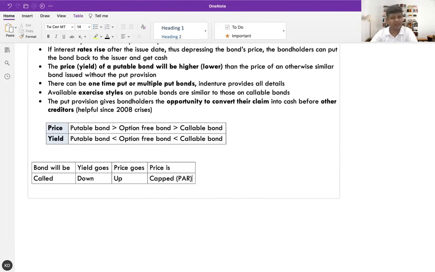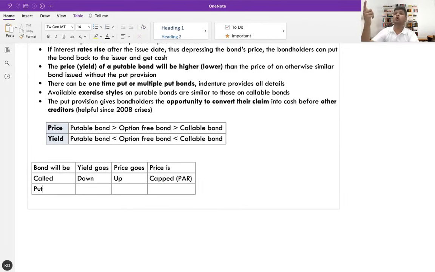So will the price ever go above 100 or 1000? No. But the bond will be put or sold when? The yields go up, because when the yields go up, the prices go down. Clear? So can I say the maximum that the bond can fall is? Floor. Till the floor, which is par.